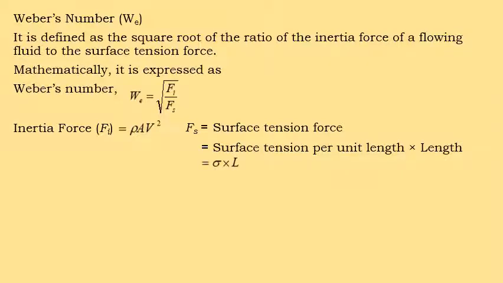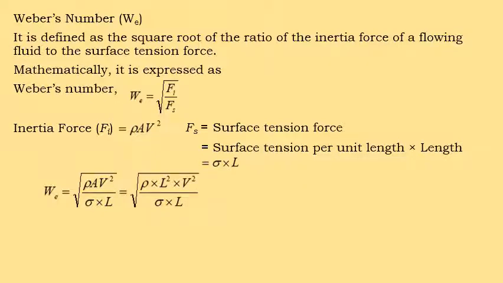Now surface tension is given by sigma into L. Substituting this in the expression, Weber number is equal to the square root of rho A v square by sigma into L. So now area is there, the unit of that is meter square. You can rearrange and write it as L square into V square in the numerator, and sigma into L in the denominator.